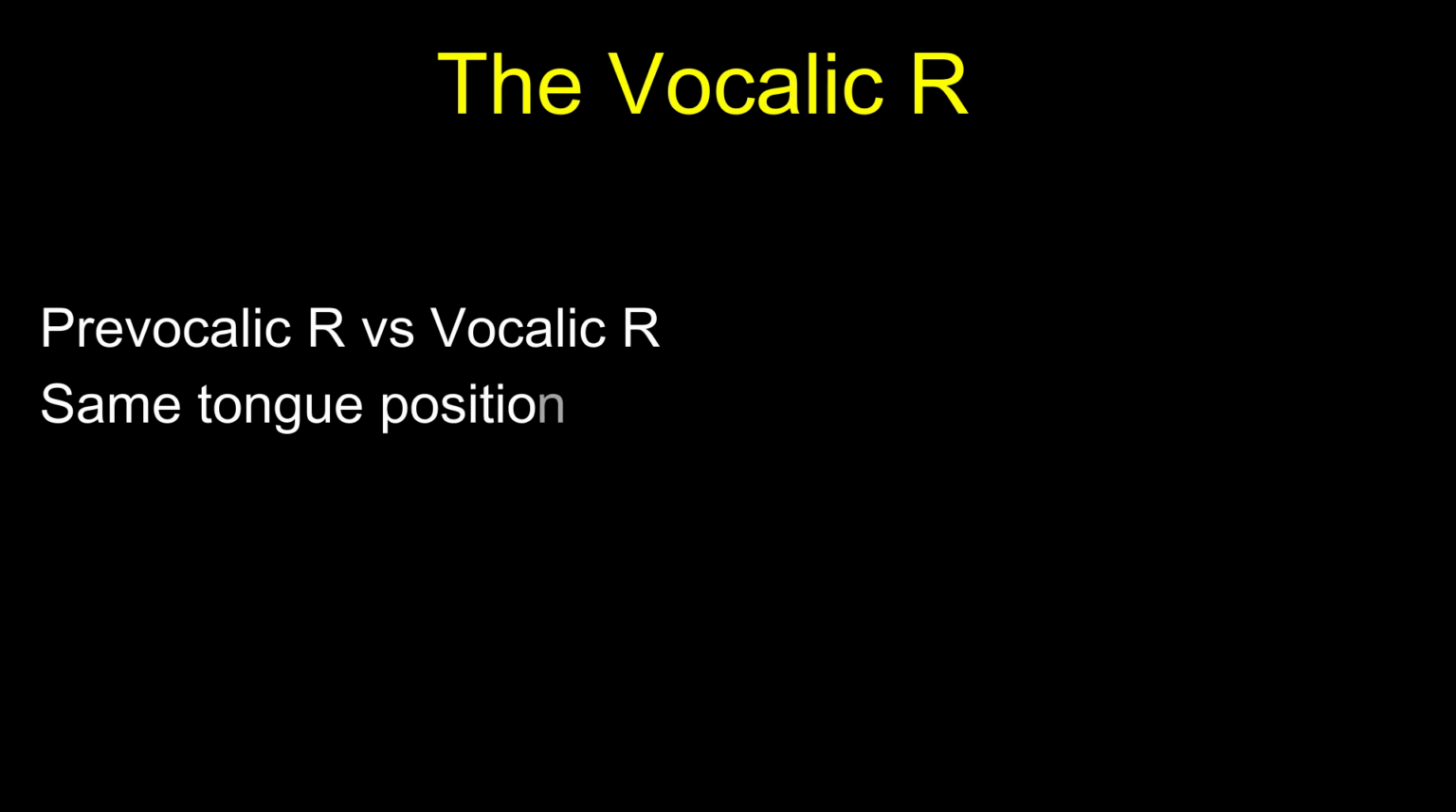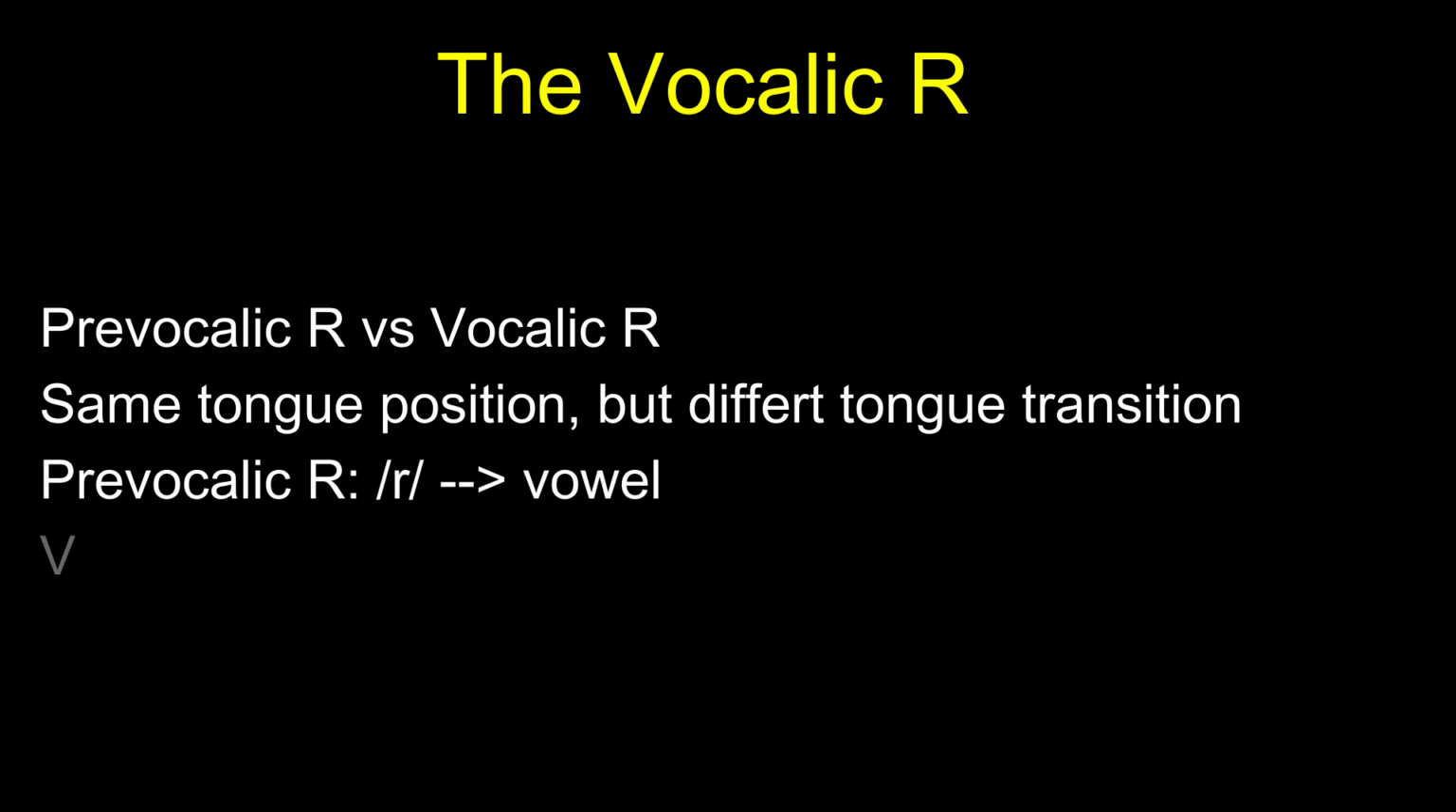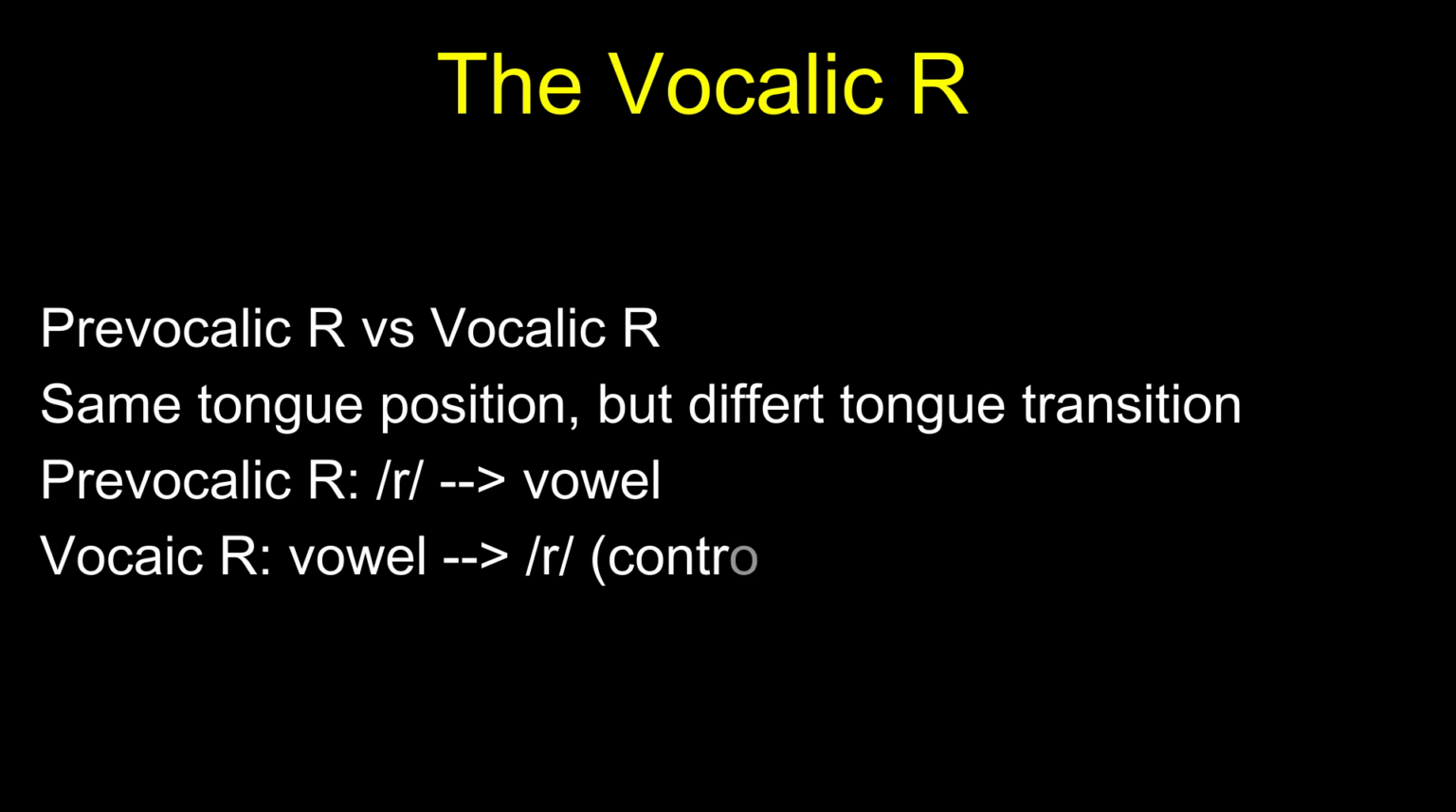For the prevocalic R, the tongue starts at the R position, and then R is produced as the tongue transitions out from that position to the succeeding vowel. For the vocalic R sound, the tongue starts at a vowel position, and then R is produced as the tongue transitions out from that position to the succeeding position.